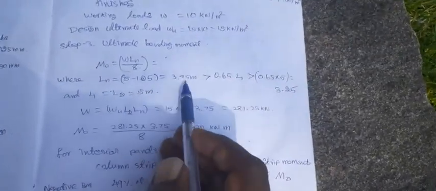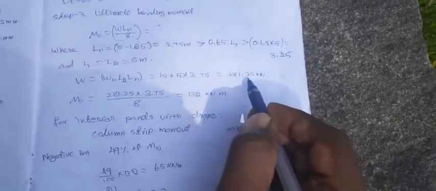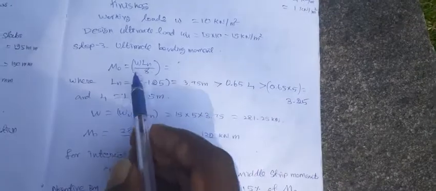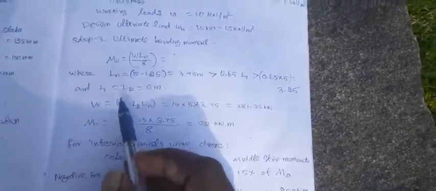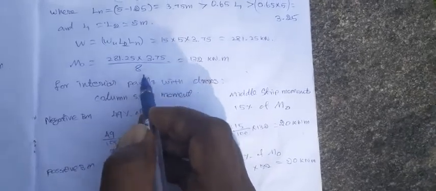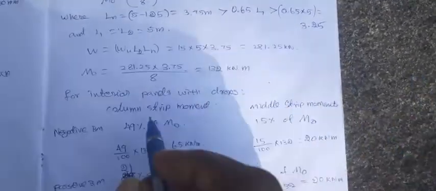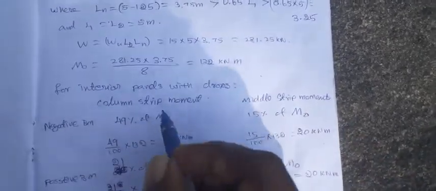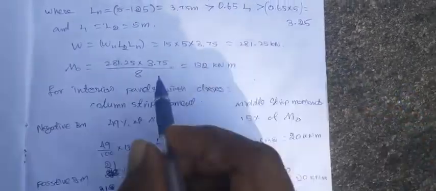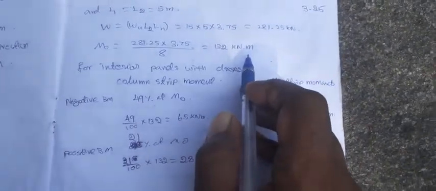So here the total load we already found is 281.25 kilonewton. So we should find the moment. So moment is WLn by 8. So W 281.25 into 3.75 divided by 8 is equal to 132 kilonewton meter. For the interior panels with the drops, this is the actual moment, 132 kilonewton meter.